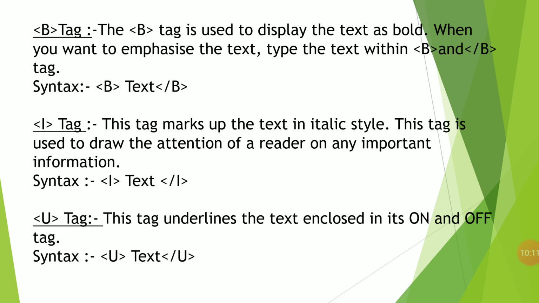Next is the U tag. This tag underlines the text enclosed in it, with on and off tag. It means this U tag is also a container tag. It means the U tag is started, in between that you need to write your text, and at last you need to close this U tag. Whatever text you write in between them, that text will appear with underline.